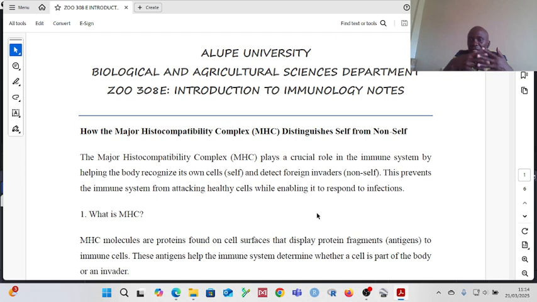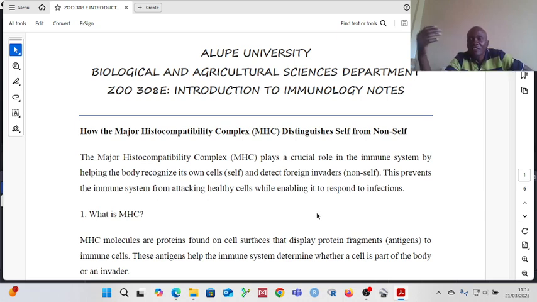So your immune system is able to fight what can cause disease, but it tolerates your normal healthy body cells. So the immune system does not attack your healthy cells, but it attacks an invader, something that is non-self, something that is foreign.